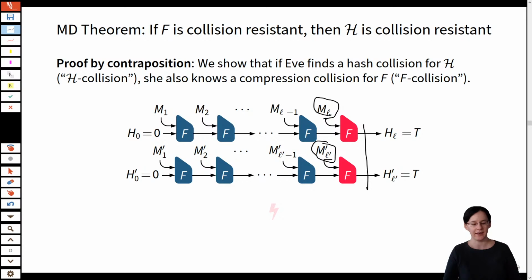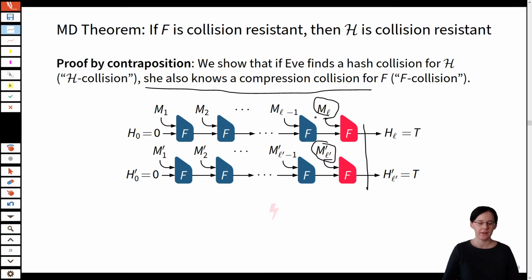So if this would be the case, then we would already have found two inputs to the compression function which are guaranteed to be different, but which lead to the same tag. So this is already a contradiction to our assumption that F is collision resistant, or in other words, if this is the case, we would already have found a collision for the compression function. So if this was the case, we were successful in the sense of the proof by contraposition. So let's now look at the other case.